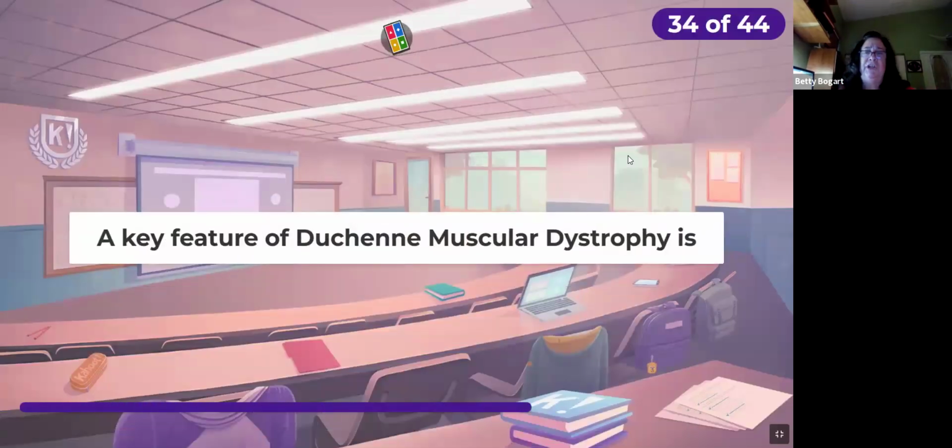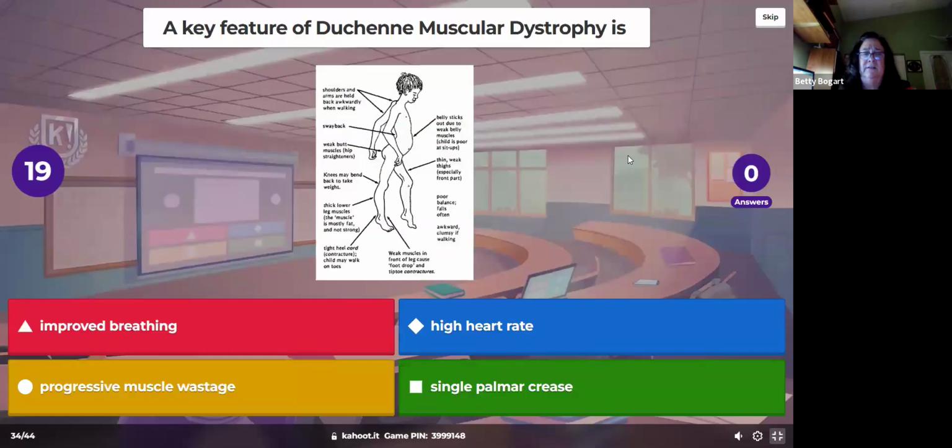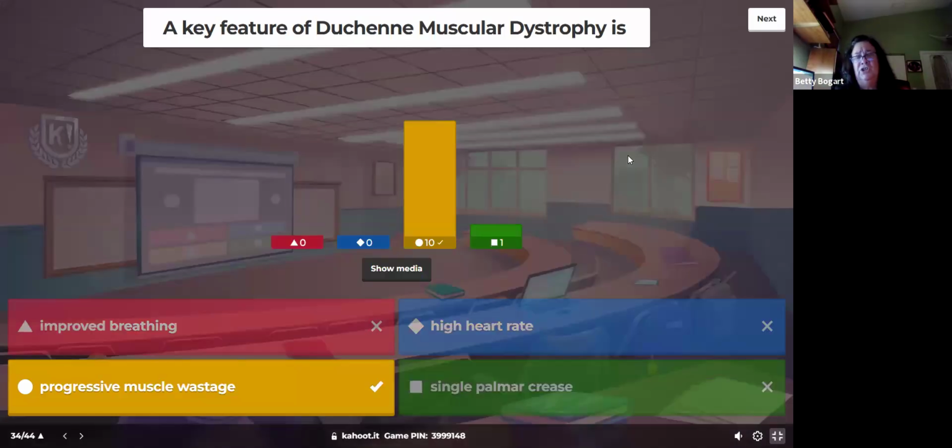A key feature of Duchenne muscular dystrophy is, I thought that was a great picture that showed you basically everything that Duchenne might have. Weak muscles, the knees bending wrong, the sway back, the way they walk, the big belly, etc. So remember, Duchenne muscular dystrophy, muscle dystrophy, which means the muscles are stopping working. So it's a progressive muscle wasting. Yes.